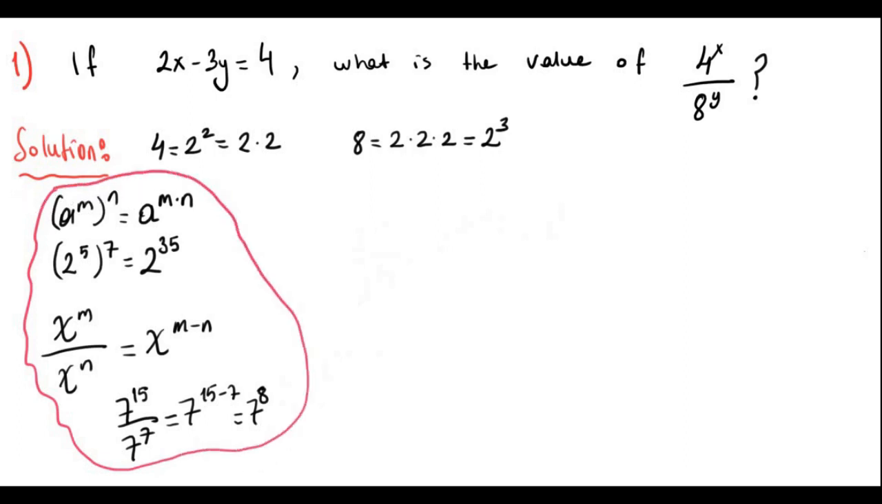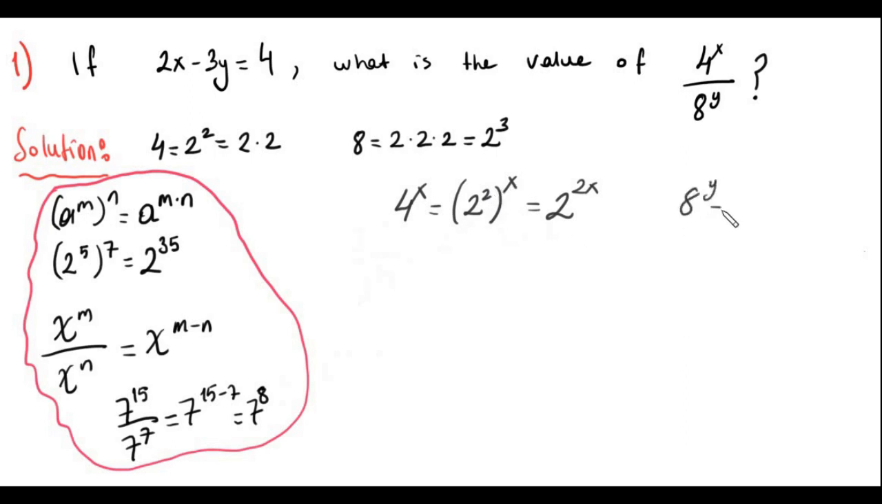Alright, so let's start solving this example. We know that 2x minus 3y is equal to 4. So we are going to find the value of 4 to the power of x over 8 to the power of y. Instead of 4 to the power of x, we can write 2 squared, to the power of x, and we multiply these two numbers. We see it here: x to the power of m to the power of n is equal to x to the power of m times n. So this is going to be equal to 2 to the power of 2x. We just multiply these two.